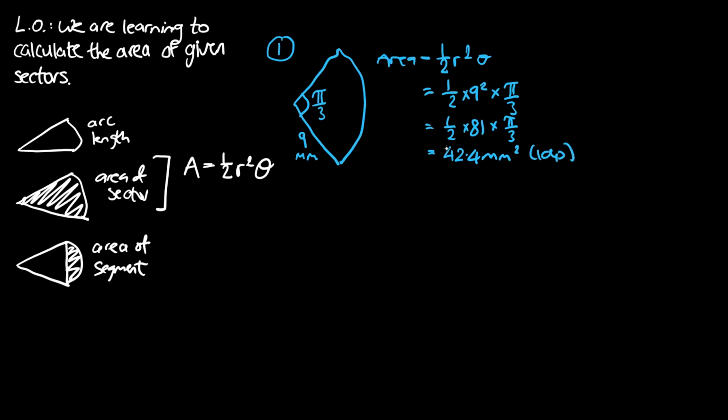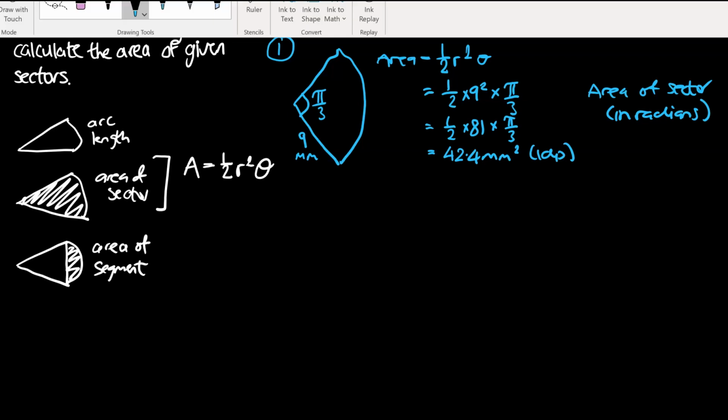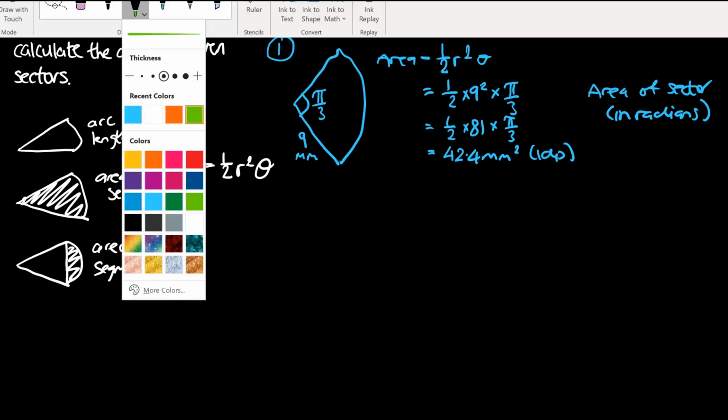So that was the first question. And what we did there is we found the area of a sector, and we were given radians for that one. So let's change pen colors. Let's have a look at a different type of question, how this could come up.